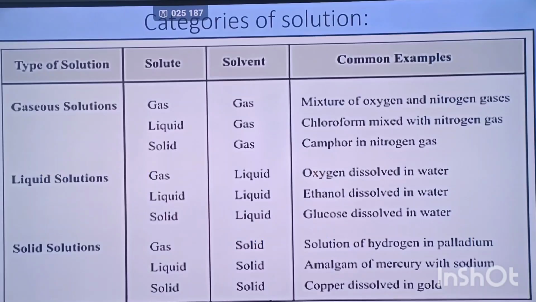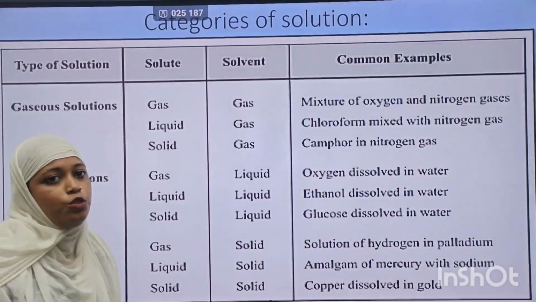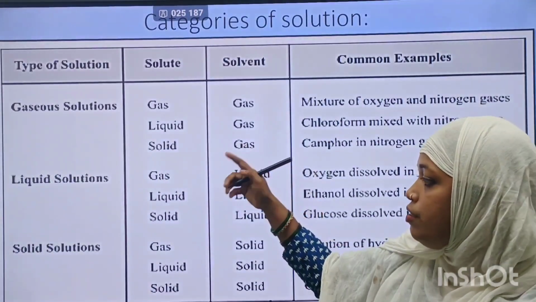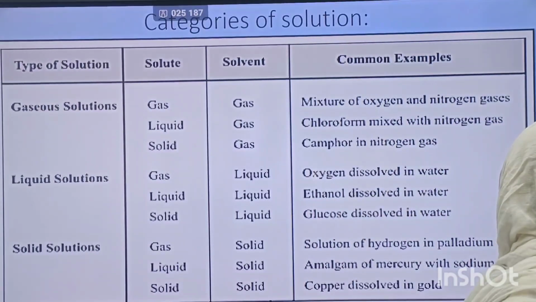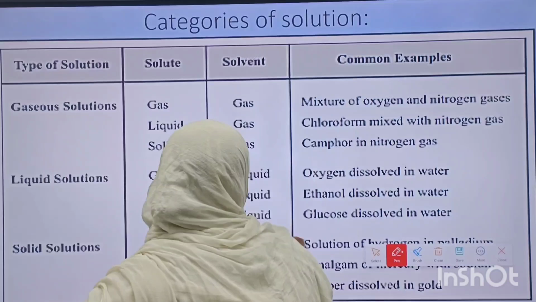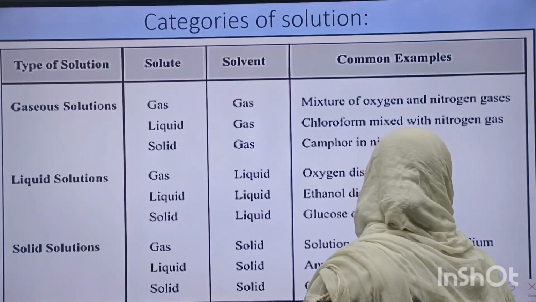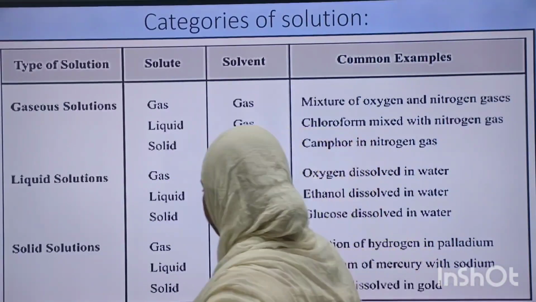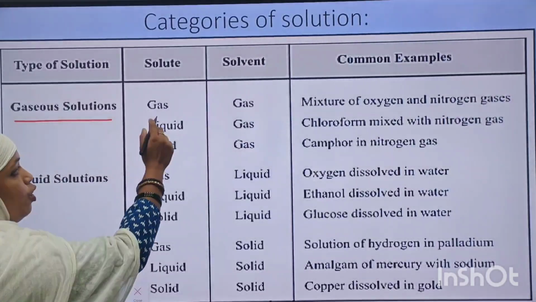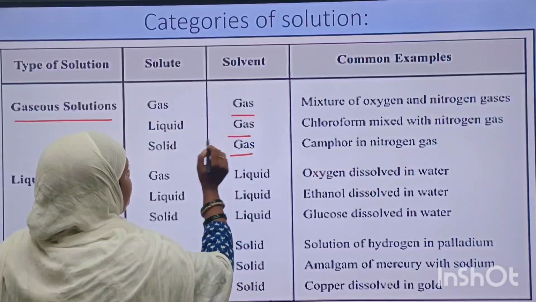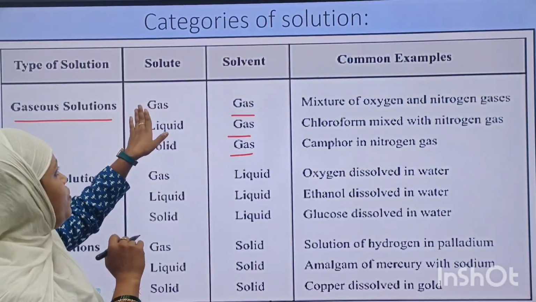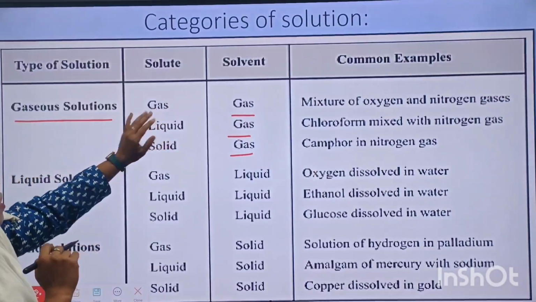Moving further. Now we come to the categories of solution. There are various categories of solution with regard to gaseous, liquid and solid solutions. I guess this slide is not that clear to you all, but I will try to explain it in a better way. First we come to gaseous solutions, where the solvent is gas and the solutes are gas, liquid and solid. We see with the first example where gas is the solvent and gas is the solute.